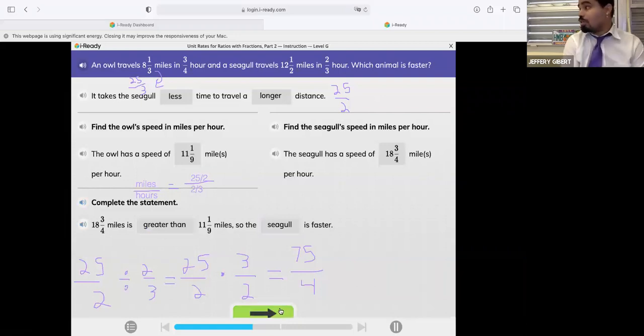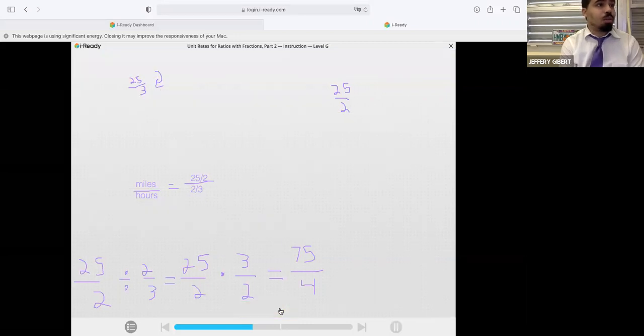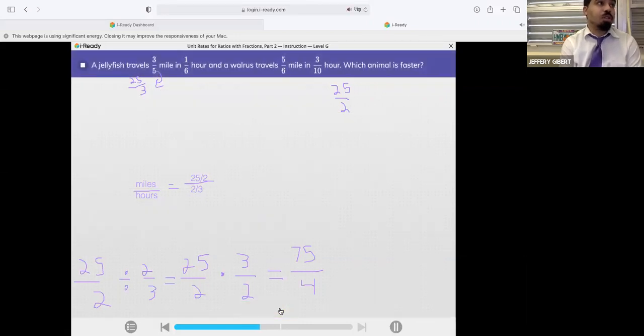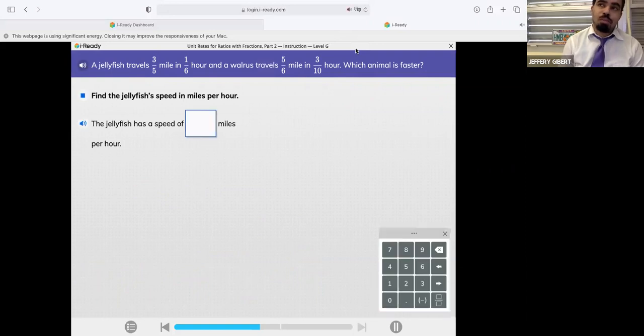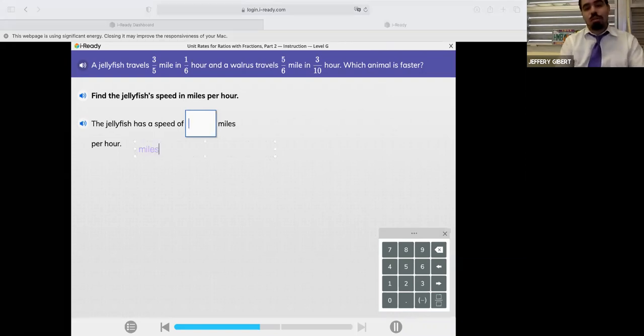Got one more question. A jellyfish travels 3/5 of a mile in 1/6 of an hour, and a walrus travels 5/6 of a mile in 3/10 of an hour. Which animal is faster? Find the jellyfish's speed in miles per hour. Is that miles over hours or hours over miles? Miles over hours. All right. So what's our fraction going to be?